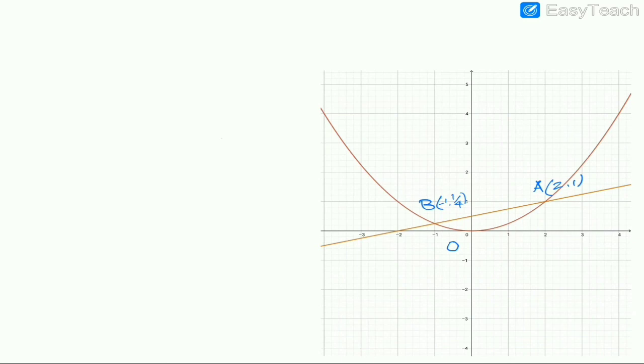Therefore we have to find the area bounded by the parabola and the line. The green shaded area is the required area which we have to find. So this area is exactly below the line from B to A. So we integrate the line from B to A. So we have A is equal to the integration from minus 1 to 2 of the line dx. But we don't need the area below this parabola, so we subtract the area.